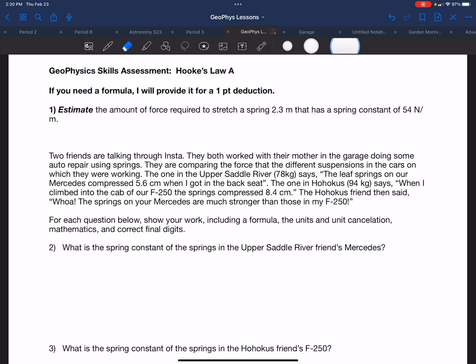Our first question is to estimate the amount of force required to stretch a spring 2.3 meters with a spring constant of 54 newtons per meter. So we start with our formula. Force of the spring is K delta X. We're looking for the force.